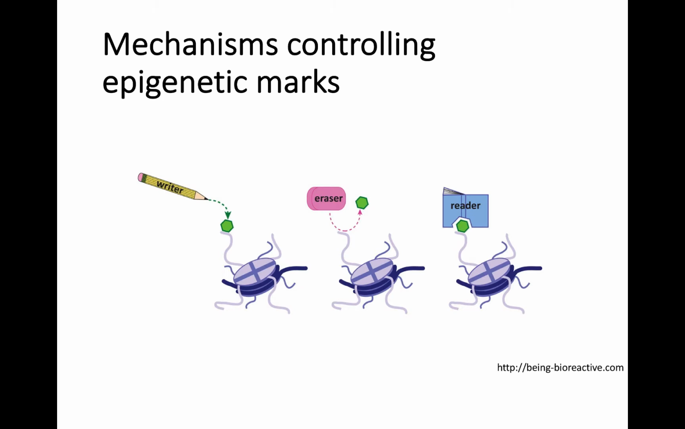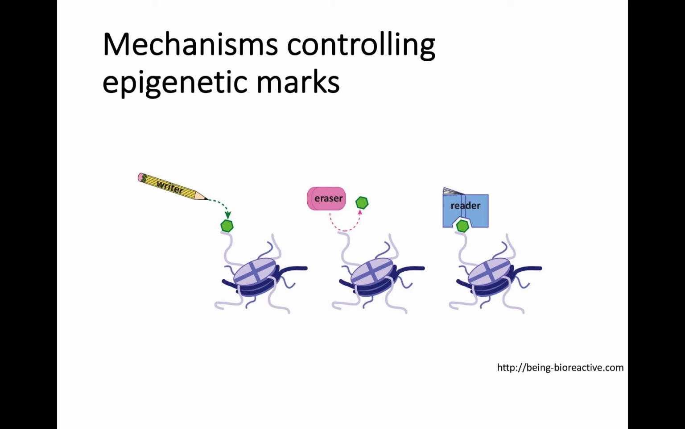As we have discussed previously for other marks, the mechanisms governing epigenetic marks such as histone acetylation can be summarized by the writer, eraser, and reader model. For each mark, we typically have writer molecules that add the mark to the chromatin, and we have eraser molecules that can take the mark off again.